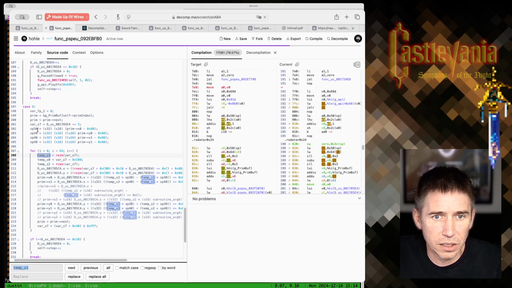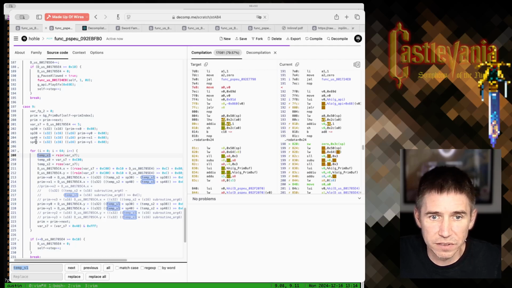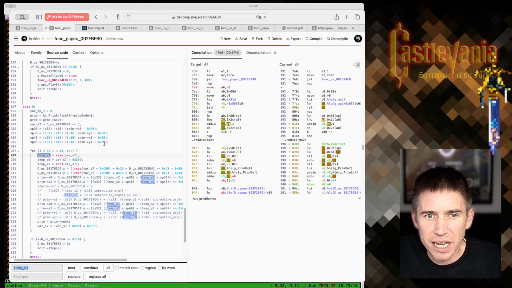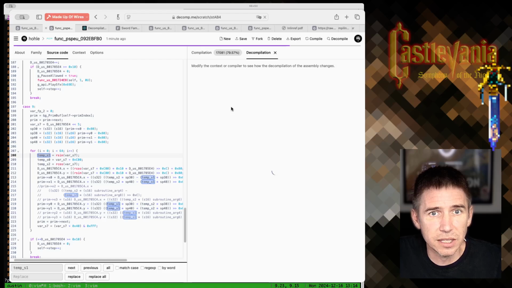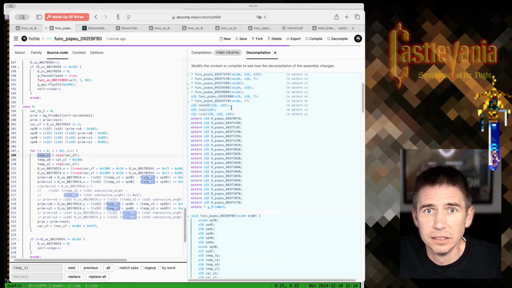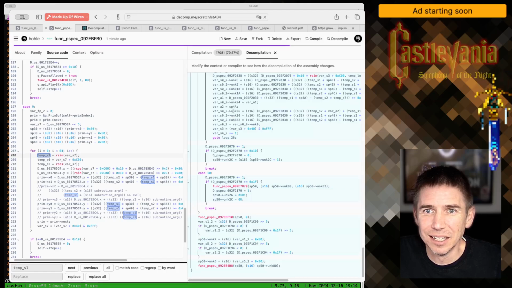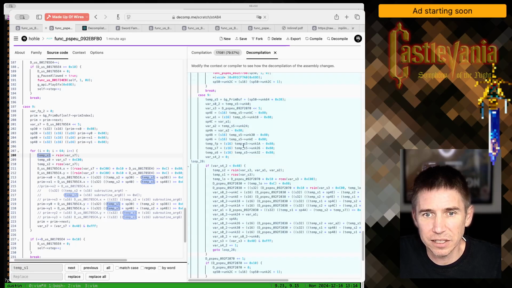So we have X0 and Y0, X1, Y1 offsets. It's probably the best names for these. These may actually be happening inline and then being optimized out. We can look at the decomp here and see what's happening if these are being pulled out. Yeah, okay, so these are.